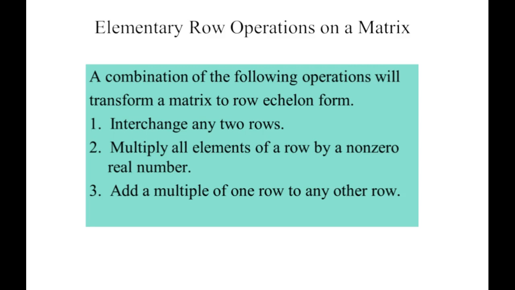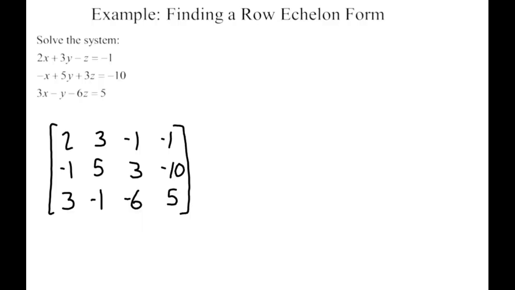Before we get into writing a matrix in row echelon form, we have to talk about the operations we can perform on a matrix to get it into that form. The first one is we can interchange any two rows in a matrix. The second one is we can multiply all elements of a row by some non-zero real number. And the third one is we can add a multiple of one row to any other row. If you look at these three operations, they should seem very similar to the operations we performed on linear systems that we talked about in the beginning. So now we're going to go through the process of solving a system of equations by creating a matrix and writing that matrix in row echelon form.